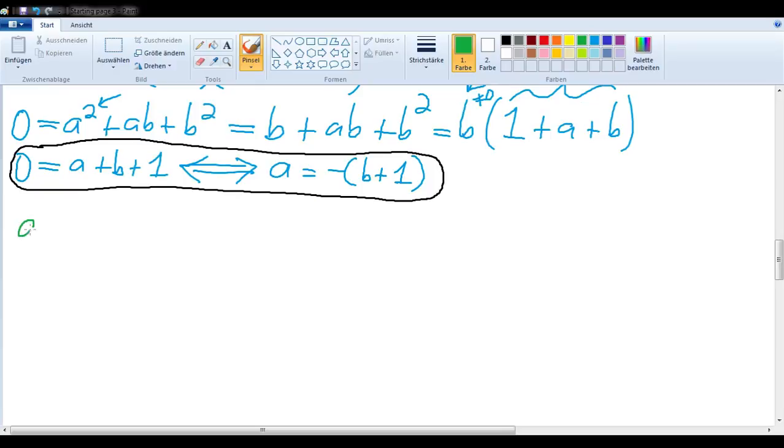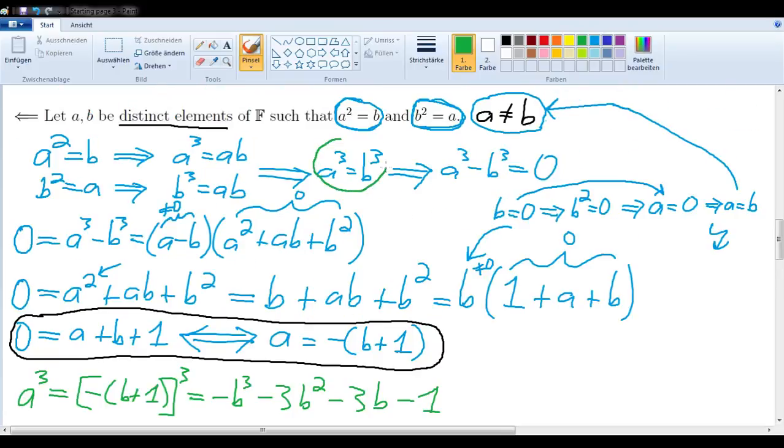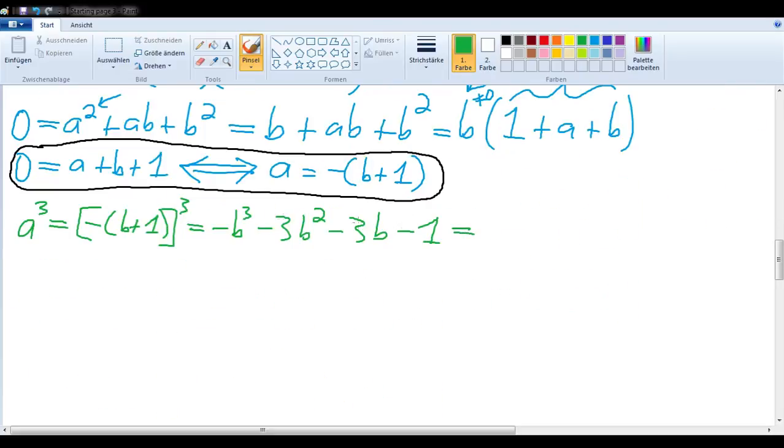So a cubed is equal to negative b plus 1 cubed, which multiplied out gives us negative b cubed minus 3b squared minus 3b minus 1. And now since we know that a cubed is equal to b cubed, we can sub in here, which gives us negative a cubed minus 3b squared minus 3b minus 1.